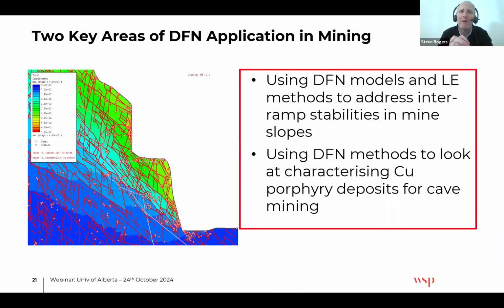So anyway, what I'm going to do now is talk a little bit more around these two areas: some work that we've been doing using a DFN model and some limit equilibrium methods to look at slope stability, and then also how we can use DFN models to look at characterizing copper porphyry deposits for cave mining. I don't know why I put that picture on the left, other than it's a DFN model taken into RS2, and I always really liked it.